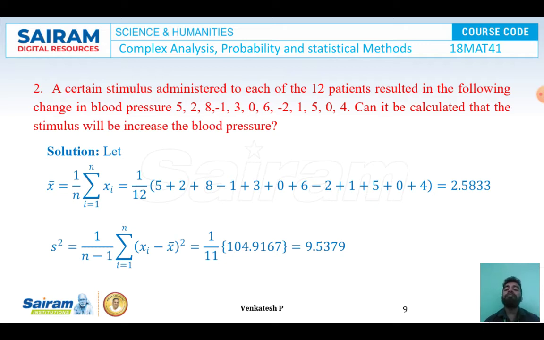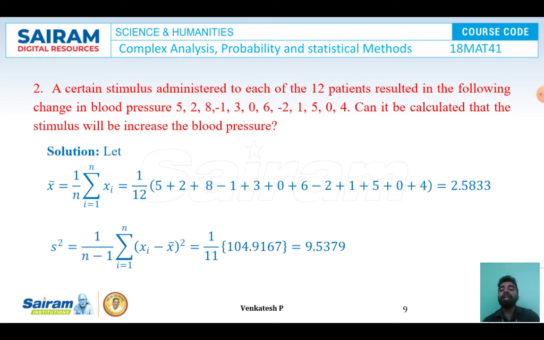So here the value of x bar is given by 1 by n summation i from 1 to n of xi. So replace all the data over here. So we got 1 by 12 into 5 plus 2 plus 8 minus 1 plus 3 plus 0 plus 6 minus 2 plus 1 plus 5 plus 0 plus 4. So after simplifying this, we got the value of x bar is equal to 2.5833.